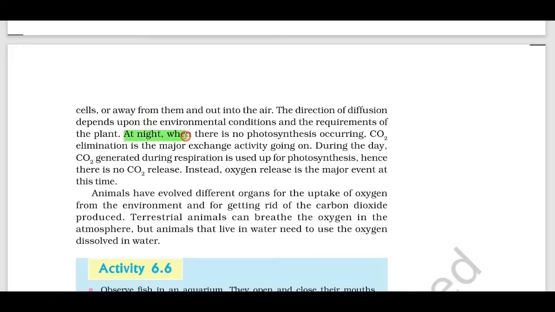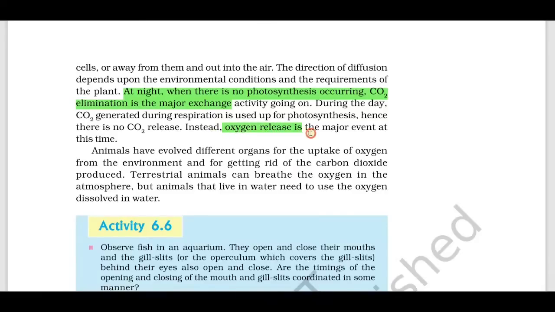So give reason. At night when there is no photosynthesis occurring, CO2 elimination is a major exchange. Give reason. Why? Important question. At night there is no photosynthesis because of the absence of sunlight. But instead oxygen is released at this time.